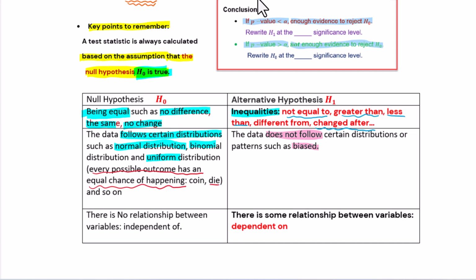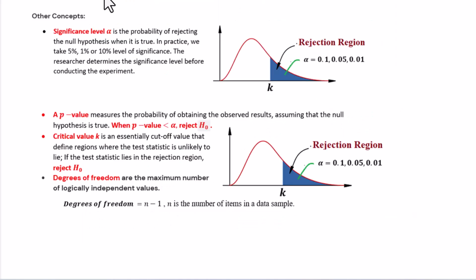For H0, we always say no relationship between variables, or the variables are independent of each other. Opposite to H0, for H1, we always use the words there is some relationship between variables, or the two variables are dependent on each other. Other concepts.